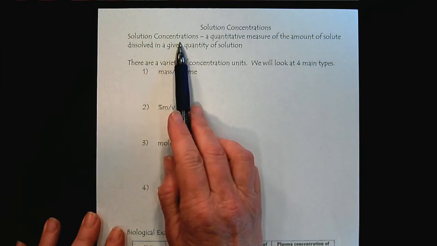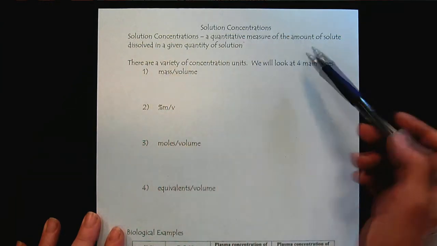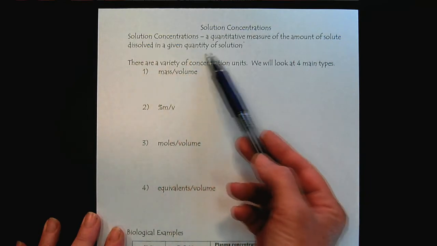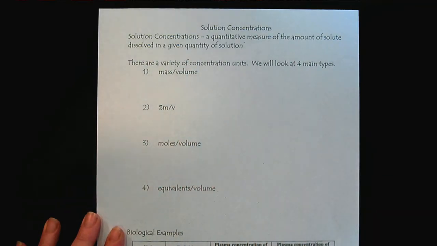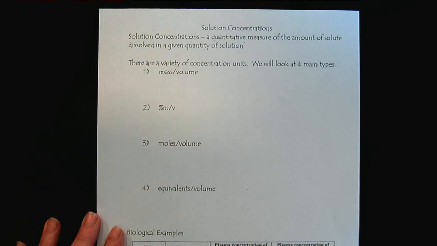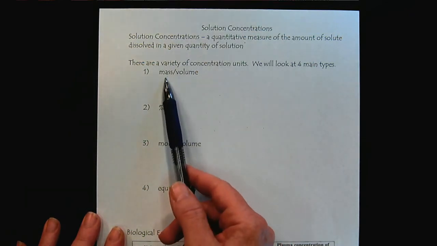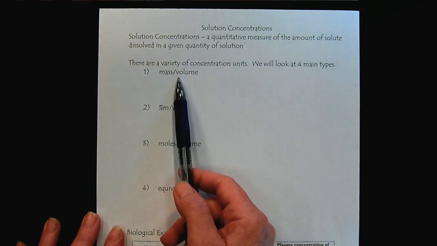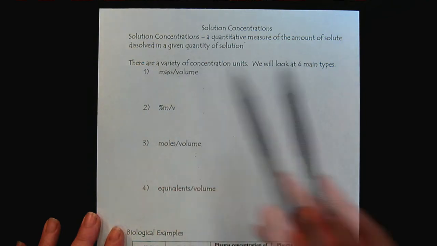A solution concentration is a quantitative measure of the amount of solute dissolved in a given quantity of solution. So there are a ton of different types of concentration units out there, and as I mentioned in the introduction, we're going to focus on the four main types that allied health students will encounter. The first type is very straightforward. It's the mass of the solute over the volume of solution.